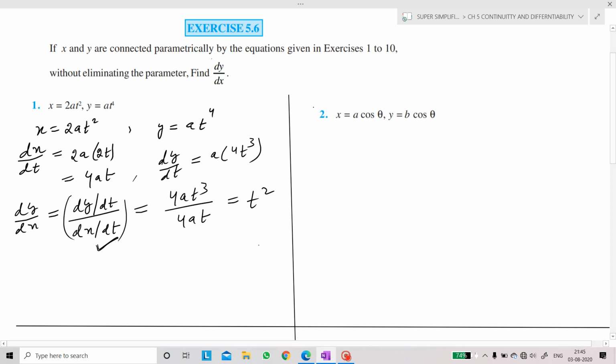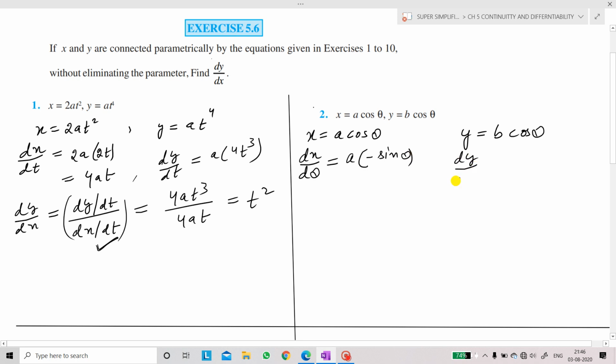Now similarly, the second question, which is also a very simple one. We can see here x is given as a cos theta, where a is a constant and theta is the parameter. y is given as b cos theta, where b is a constant and theta is a parameter. So here the parameter is theta, and we shall differentiate both equations with respect to theta. Differentiating both equations with respect to theta, dx by d theta: a will be constant, the derivative of cos theta is minus sin theta, so minus a sin theta.